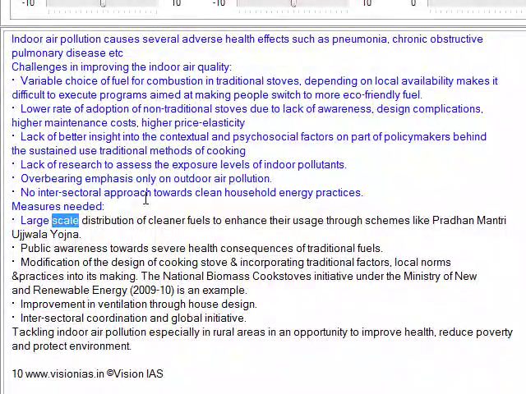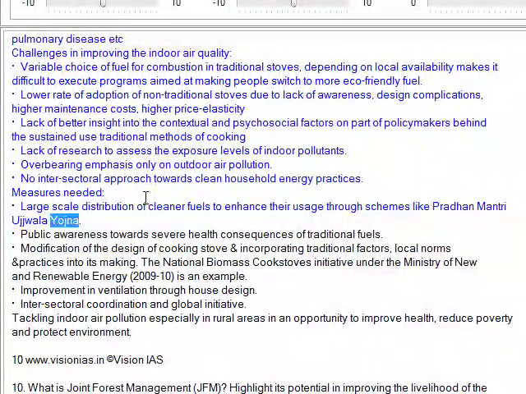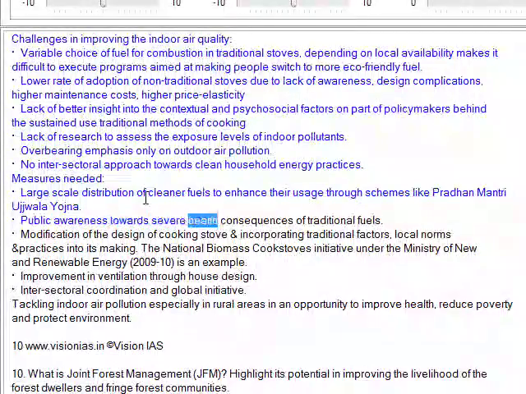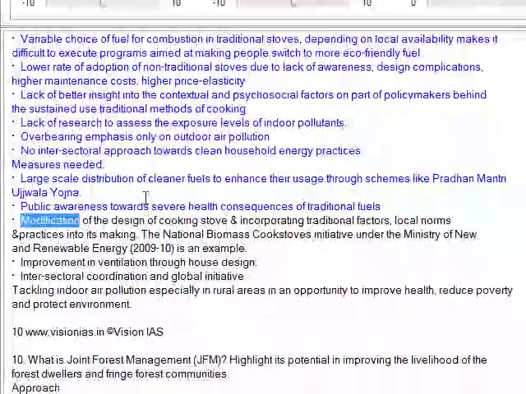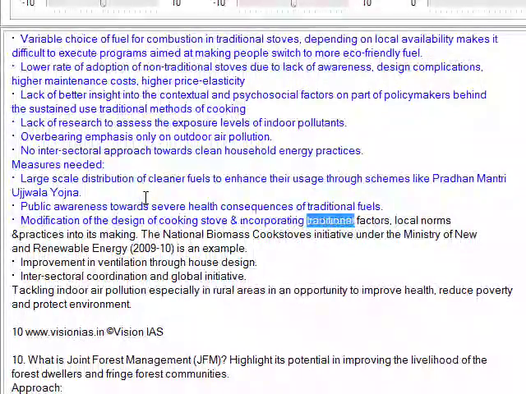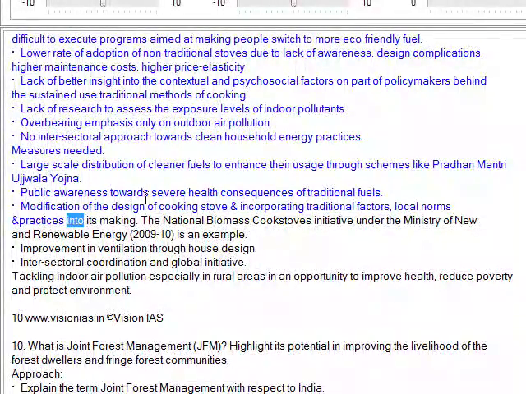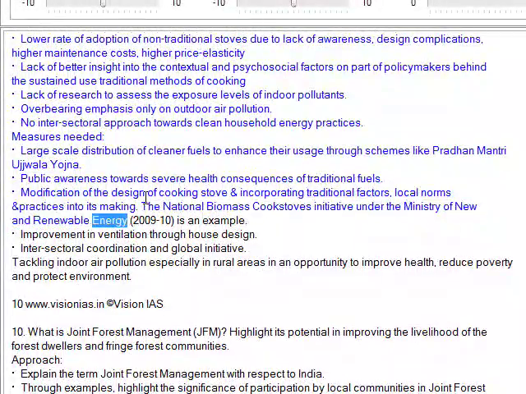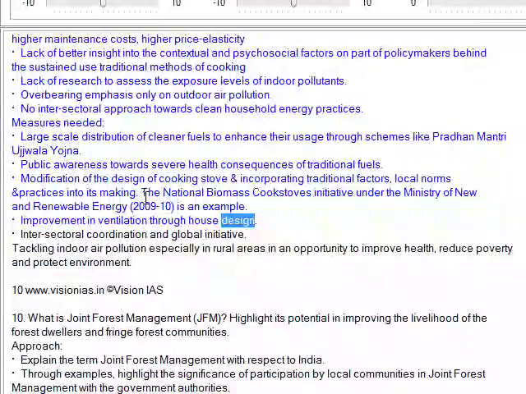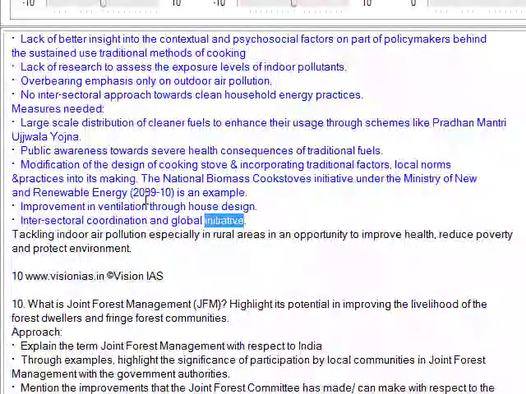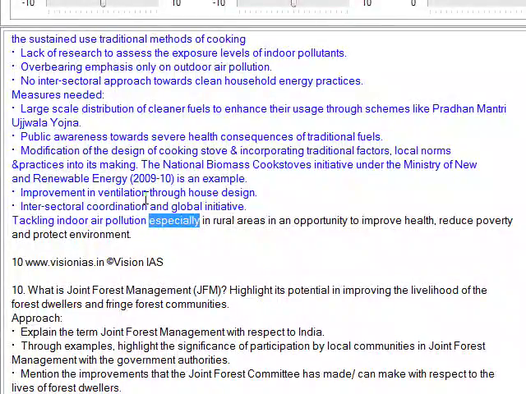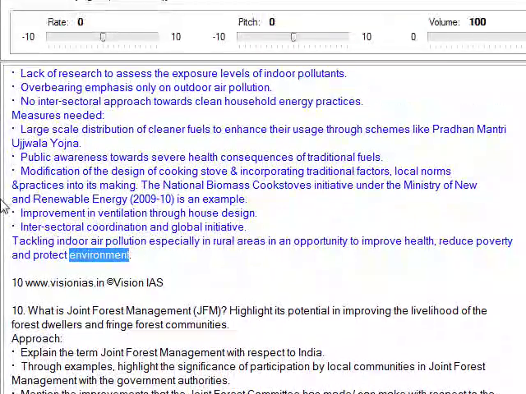Measures needed: large-scale distribution of cleaner fuels to enhance their usage through schemes like Pradhan Mantri Ujjwala Yojana. Public awareness towards severe health consequences of traditional fuels. Modification of the design of cooking stove and incorporating traditional factors, local norms and practices into its making. The National Biomass Cookstoves Initiative under the Ministry of New and Renewable Energy 2009-10 is an example. Improvement in ventilation through house design. Intersectoral coordination and global initiative. Tackling indoor air pollution, especially in rural areas, is an opportunity to improve health, reduce poverty, and protect environment.